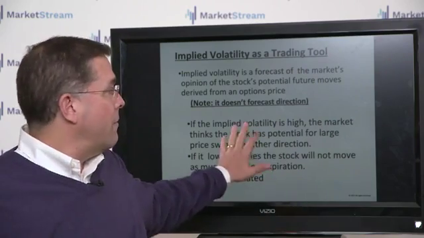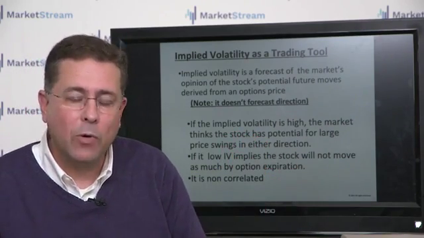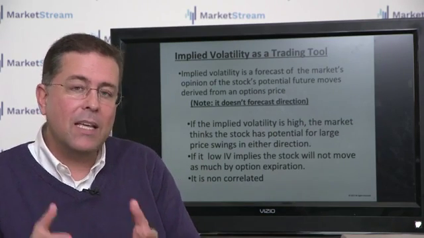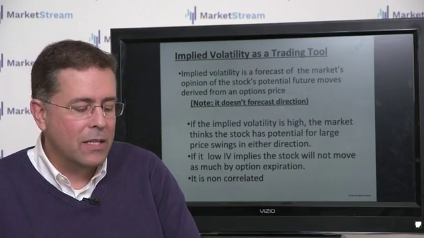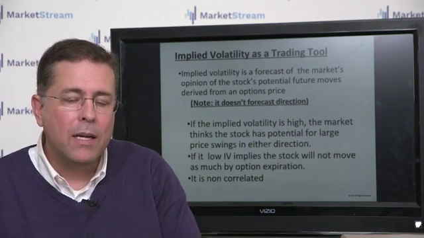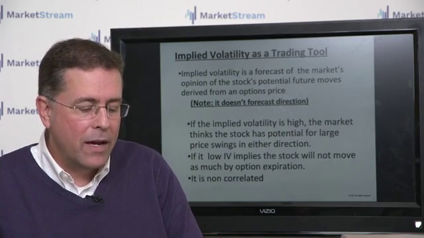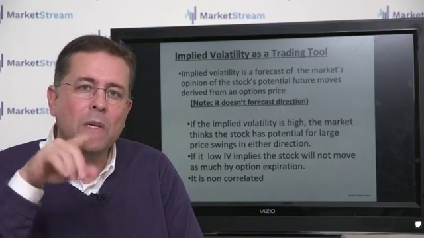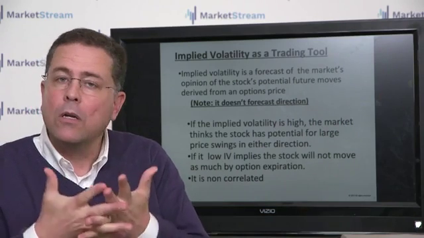If implied volatility is high, the market thinks that the stock price has potential for large price swings in either direction. If implied volatility is low, it implies that the stock will not move as much by options expiration. So it's going to be in a very determined, very grindy type range.